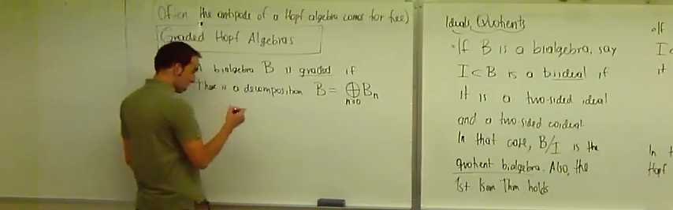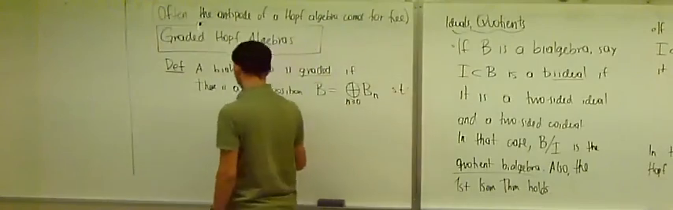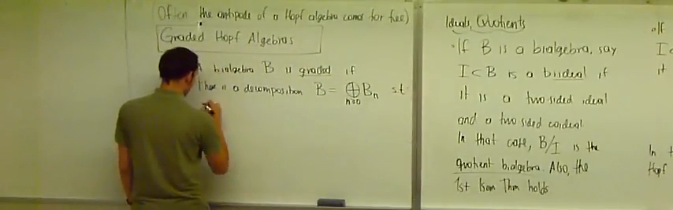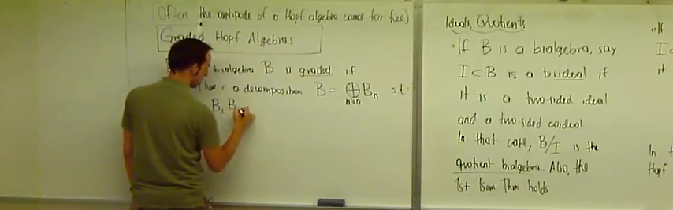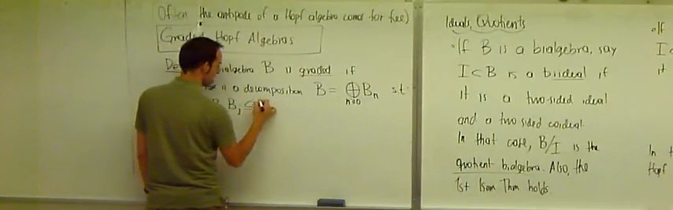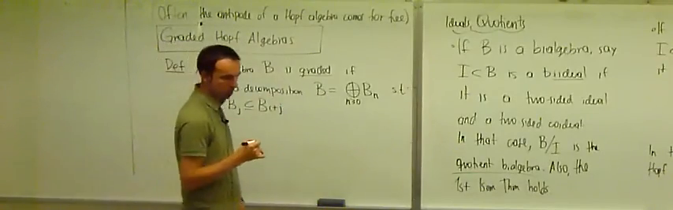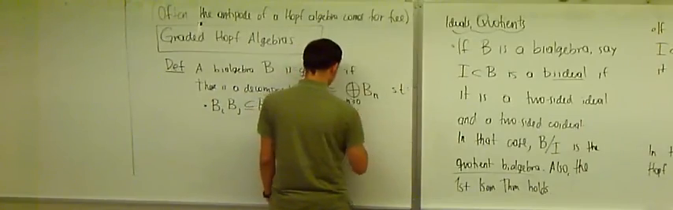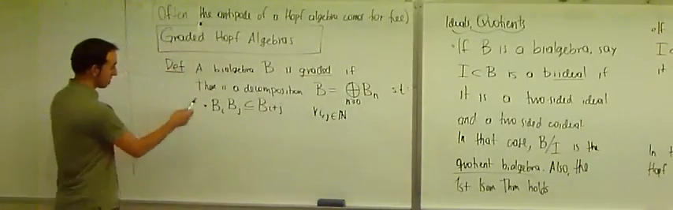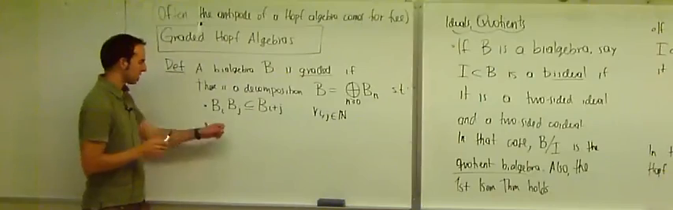But we need some properties. One property we already talked about is that if you multiply things that are homogeneous of degree i and things that are homogeneous of degree j, you should get things that are homogeneous of degree i plus j. This should be true for all natural numbers i and j. That's just the algebra part.